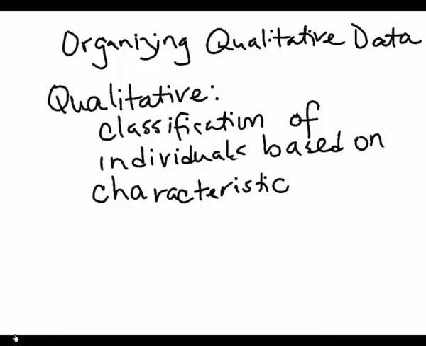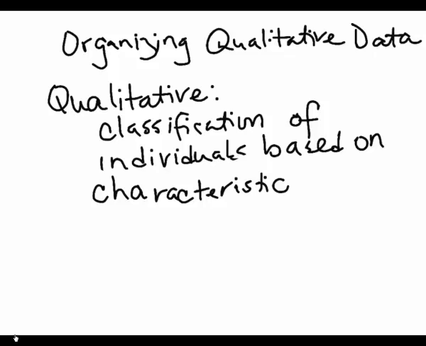Okay, so now we're going to talk about organizing qualitative data. Well, first you have to know what qualitative data is. Qualitative means you're classifying individuals based on characteristics. You have qualitative data and then you have quantitative data, which we'll talk about later. You really have to know the difference between the two. Right now we're going to focus on qualitative, and then in a little while we'll focus on quantitative, but on your test I'm going to throw them all together, so you have to be able to distinguish between the two.